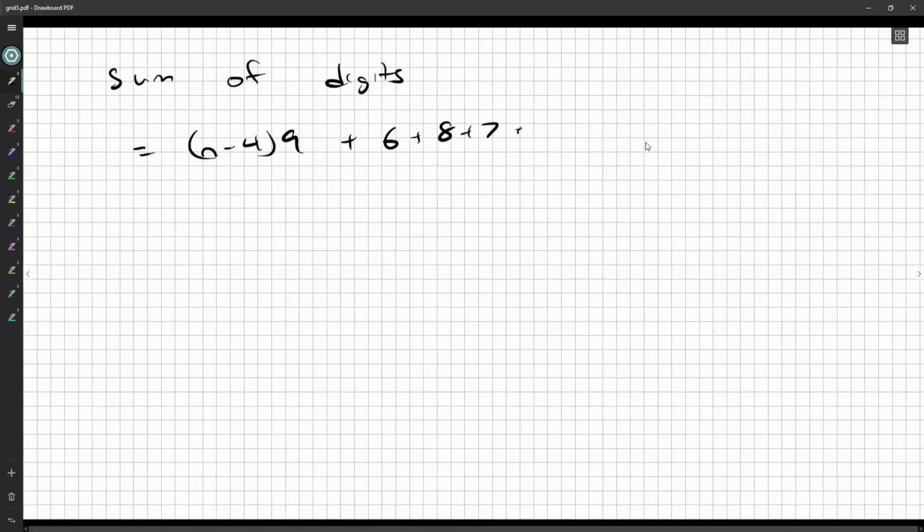So the sum of the digits, we're going to have n minus 4 9s plus a 6, a 8, a 7, and a 5. So this is 9n minus 36 plus 6 and 5 is 11, and then 8 and 7 is 15, so plus 26. So this is going to be 9n minus 10.